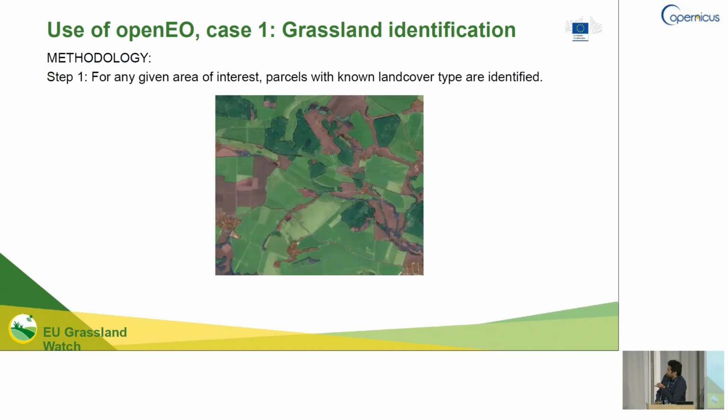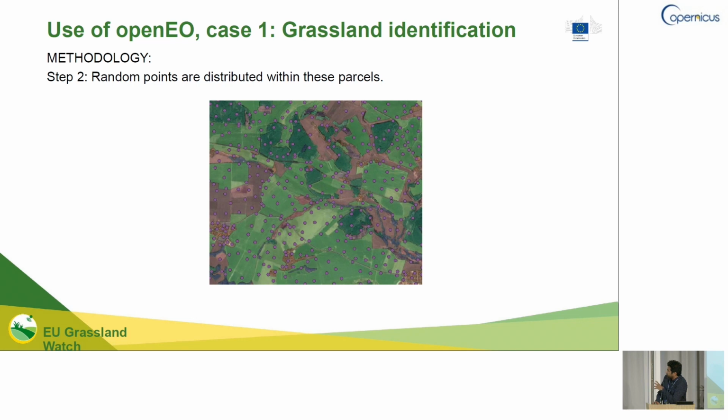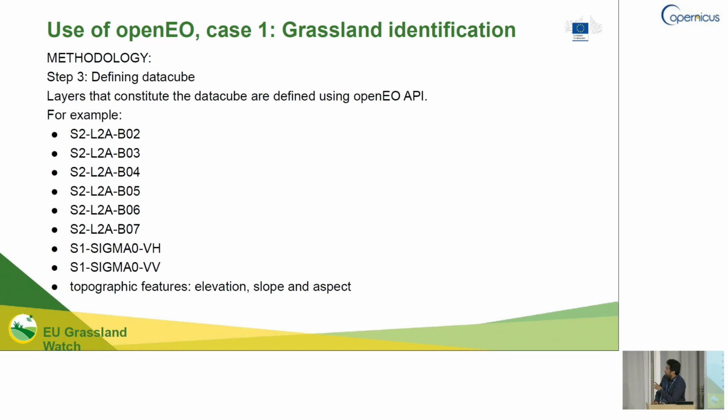So the first step is we took the training sites from the LUCAS dataset, where we know the areas where the grassland exists. And then we distributed some training points within these polygons. Then we defined the data cube that we want. We used different bands in S2, different bands in S1, and some of the topographic features like elevation, slope, and aspect.